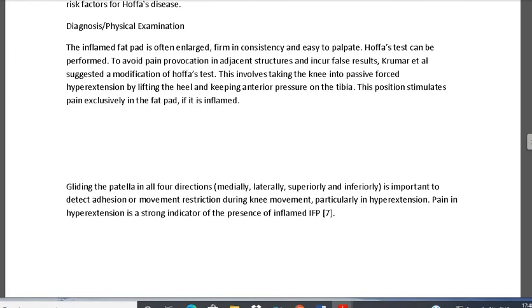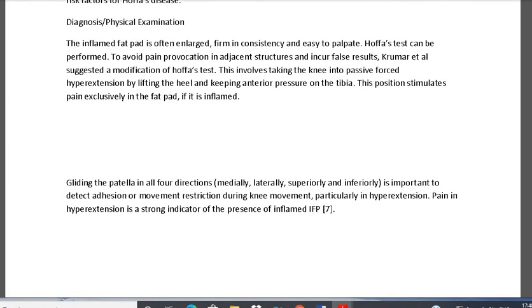Coming to the physical examination and diagnosis, the fat pad is often enlarged, firm in consistency and easy to palpate, and the Hoffa's test can be performed to avoid pain provocation in the adjacent structures and incorrect false results. A study was done by Kumar et al. who suggested a modification of the Hoffa's test.